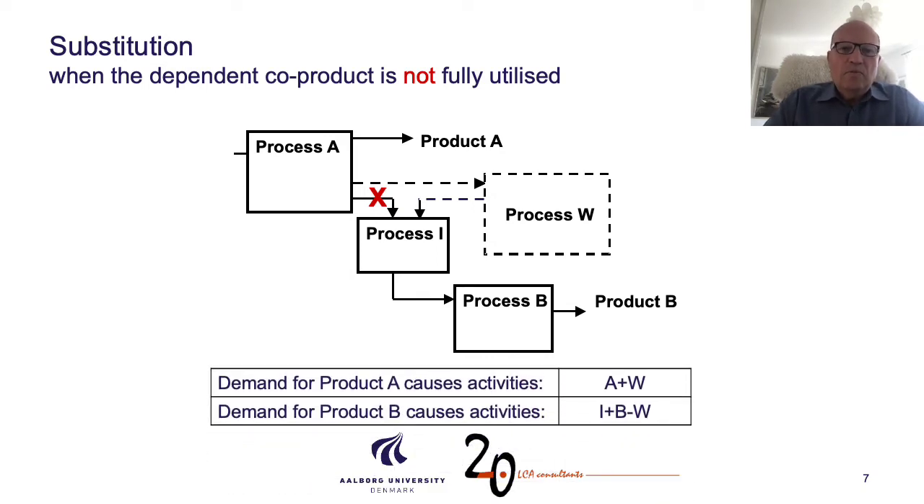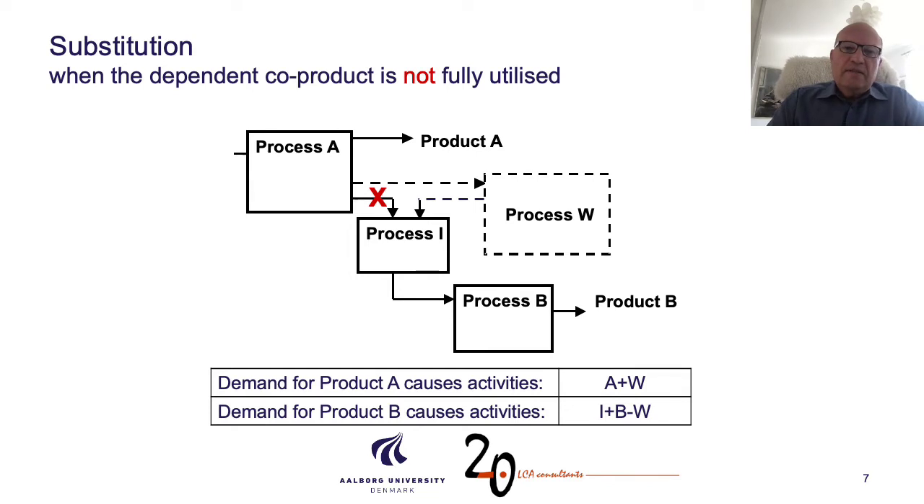So, in the case of non-full utilization, the demand for product A will cause the process A and the process W, the waste treatment, of the additional amount of byproduct. This byproduct could also be called a near waste because it's sometimes a waste and sometimes a byproduct. The additional amount is a waste.